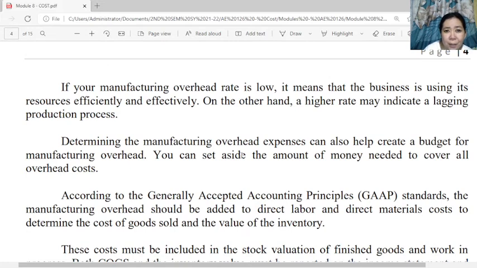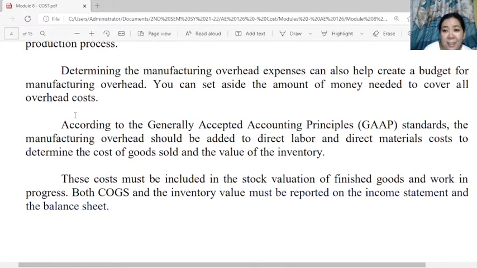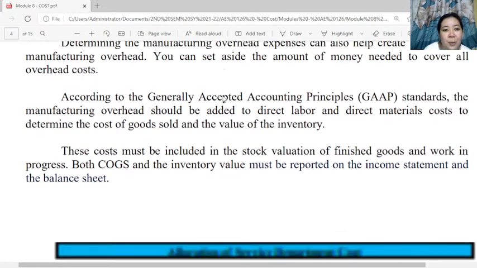If the manufacturing overhead rate is low, this means that the business is using its resources efficiently and effectively, meaning there are lesser indirect costs and more direct costs. On the other hand, if our manufacturing overhead rate is high, it indicates that there is lag in the production process. That's why a lot of indirect cost was spent. So this is the analysis. Determining the manufacturing overhead expense can also help create the budget for our manufacturing overhead. So the company can set aside the amount of money needed to cover all these overhead costs later on.